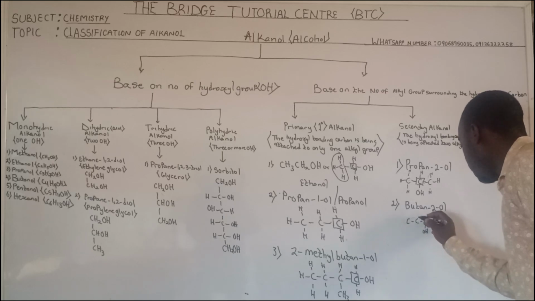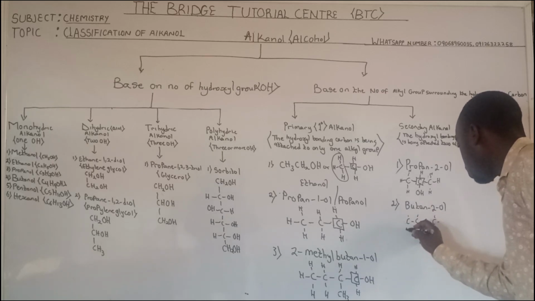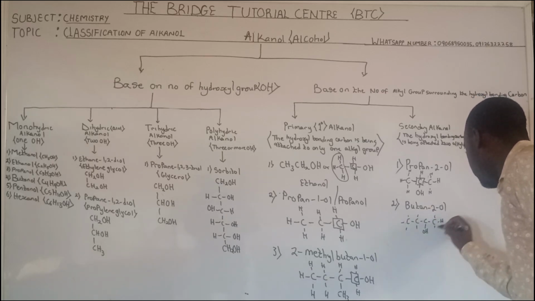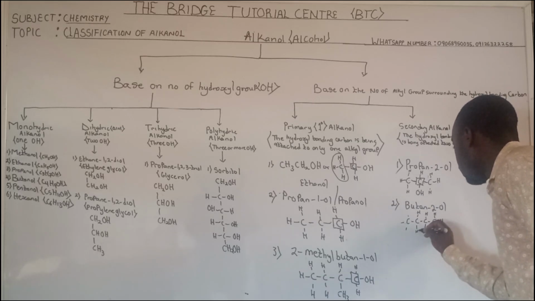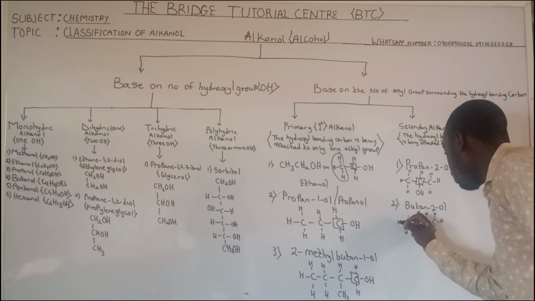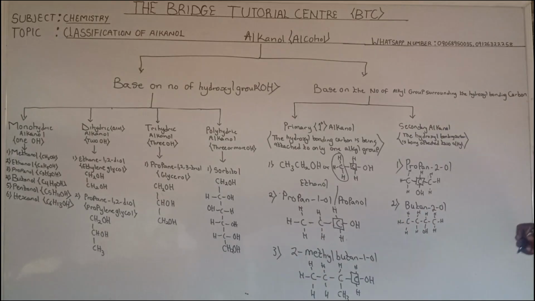1, 2, 3, 1, 2, 1, 2, 3. Okay, so we have like this, like this, like this. We have like this, like this. So these are butan-2-ol. If these are butan-2-ol, how do we know that it is a secondary alkanol?